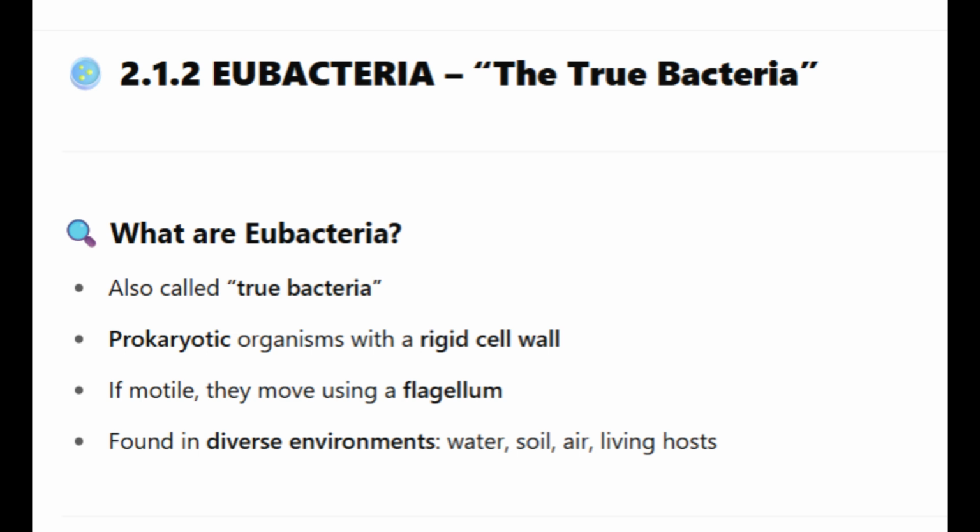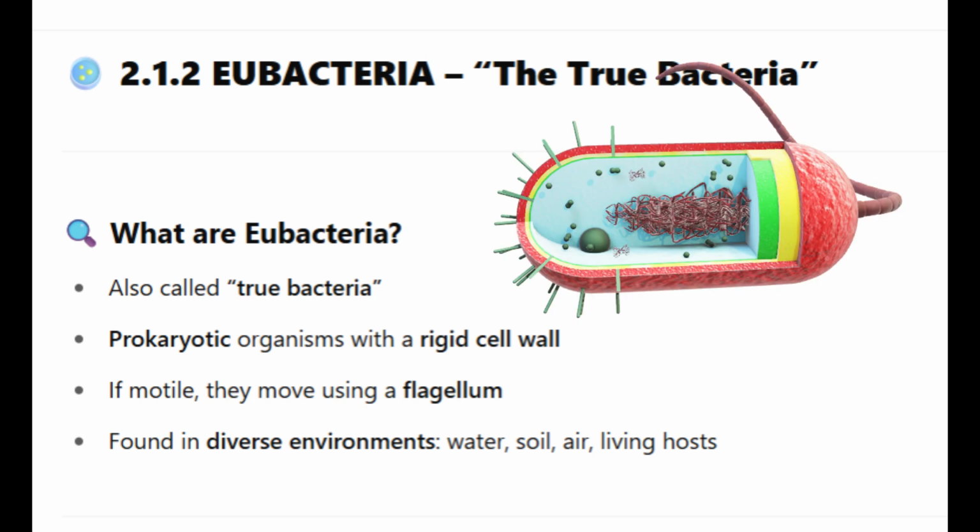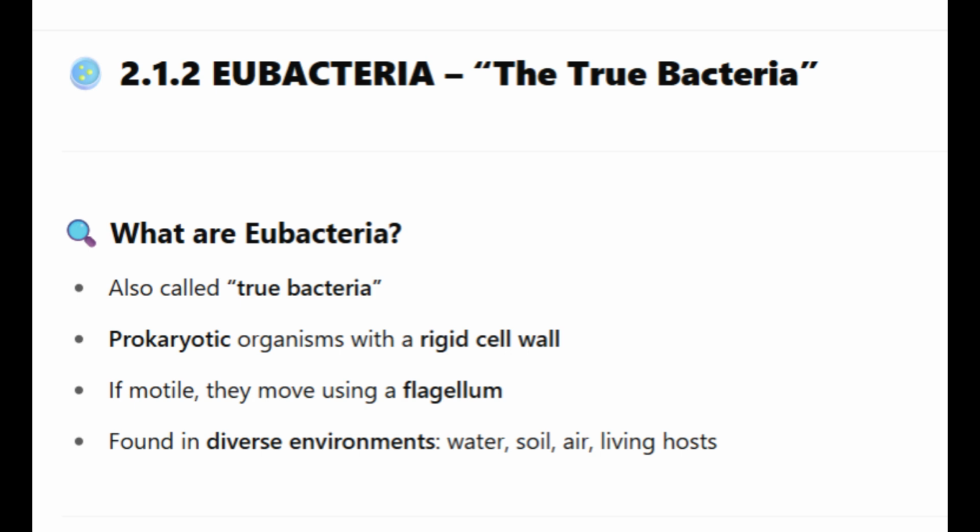These are prokaryotic organisms, meaning they lack a true nucleus. A key feature is their rigid cell wall. If they move, they do so using a whip-like structure called a flagellum. You'll find them almost everywhere: in water, soil, air, and even living inside other organisms.